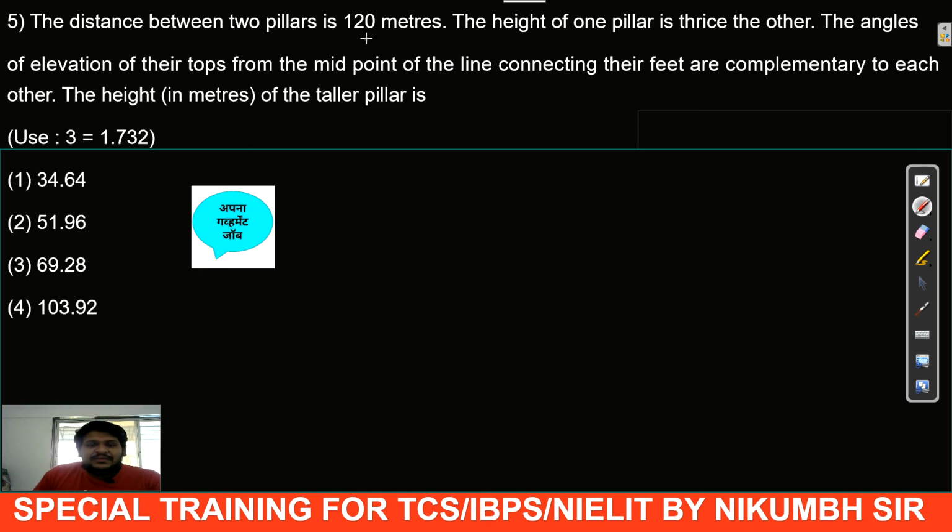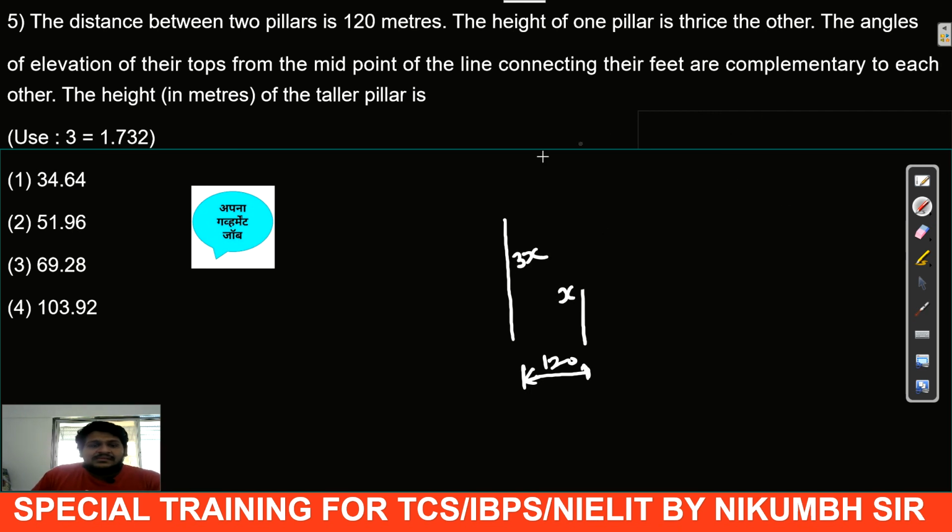The distance between two pillars is 120 meters. Two pillars are there. Suppose this is one pillar, this is one pillar, and this distance is my 120 meters. The height of one pillar is thrice the other. Now here's the trick: the height of one pillar is thrice the other, means I will just make this pillar taller, which is thrice. So if this pillar has x height, then it will be 3x.